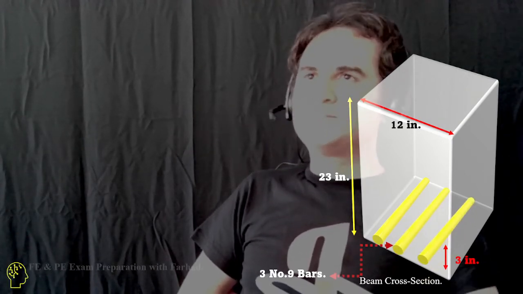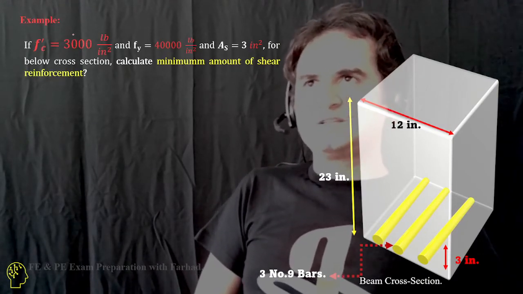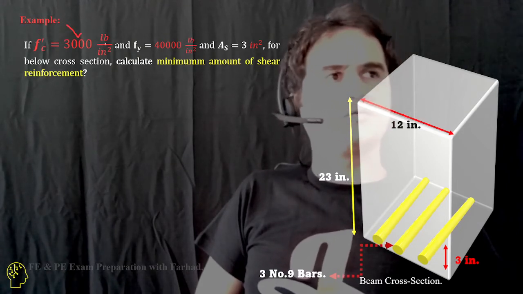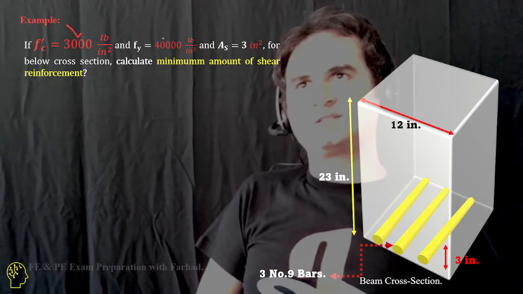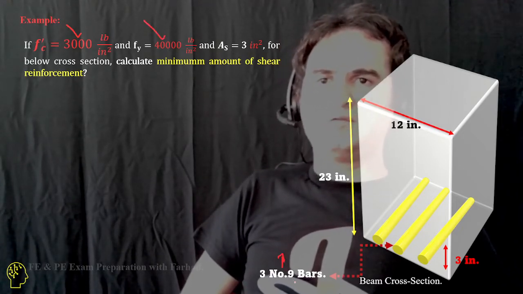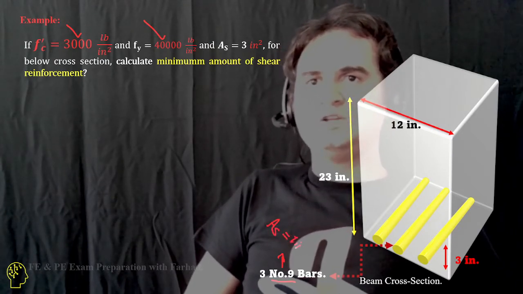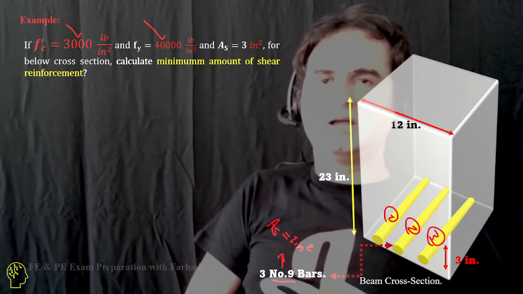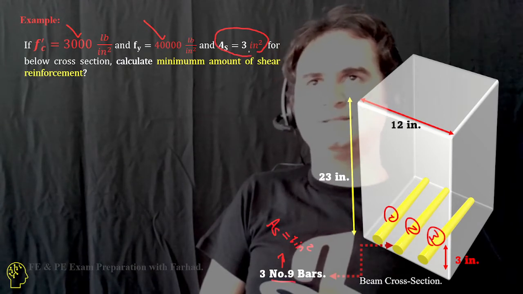If we know that the specified strength of concrete is 3000 pounds per square inch for our problem, and also the yield stress of steel is 40,000, and that the area of each number 9 bar is 1 square inch, so this is 1, this is 2, this is 3 of them. So the total area of steel is 3 square inches.